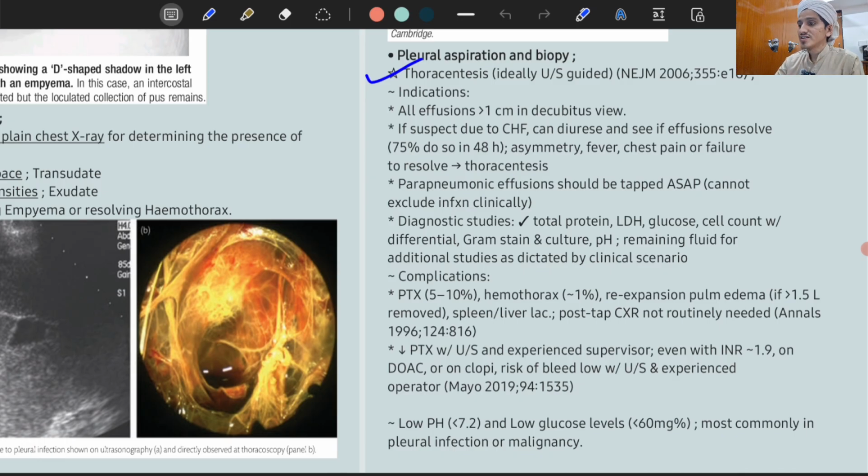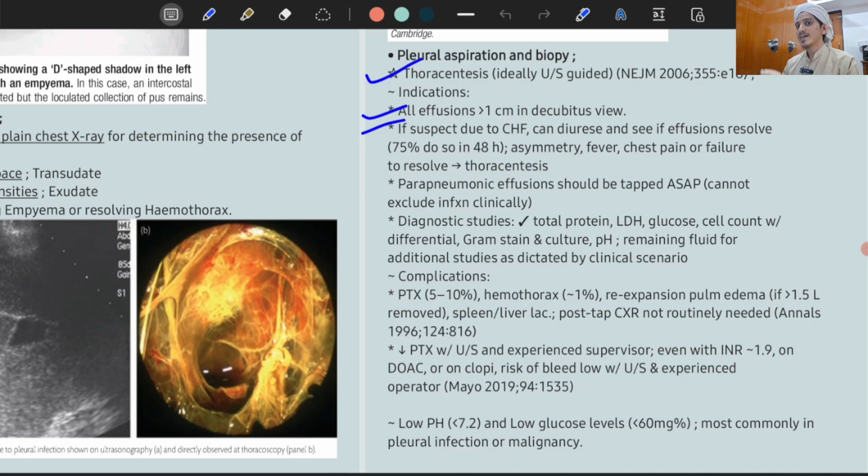Ultrasound guided. So what are the indications of aspirating the pleural fluid? All effusions which are more than 1 centimeter in decubitus view should be aspirated and should undergo pleural fluid analysis. If you suspect the pleural fluid is due to congestive heart failure, then just try to give furosemide and see if effusions resolve. Usually in 2 days, 75% of the effusions will resolve if these effusions are due to cardiac failure. So in that case, aspiration is not necessary if the effusions are due to cardiac failure.